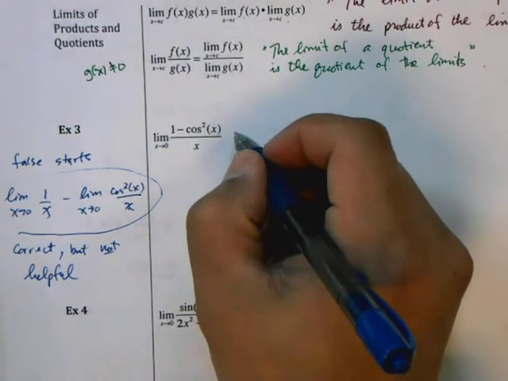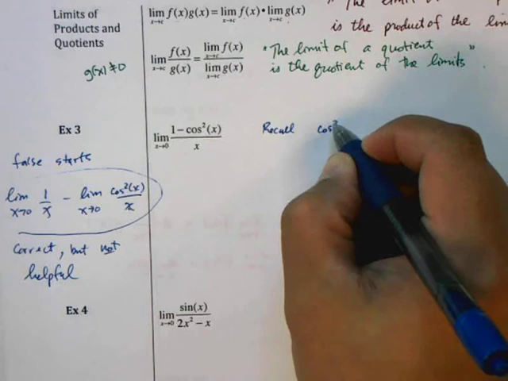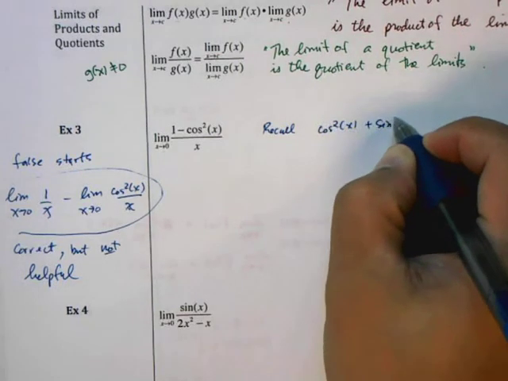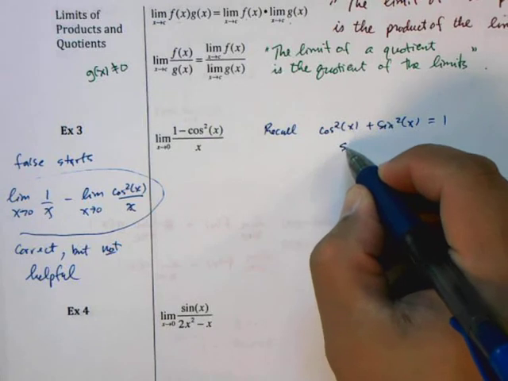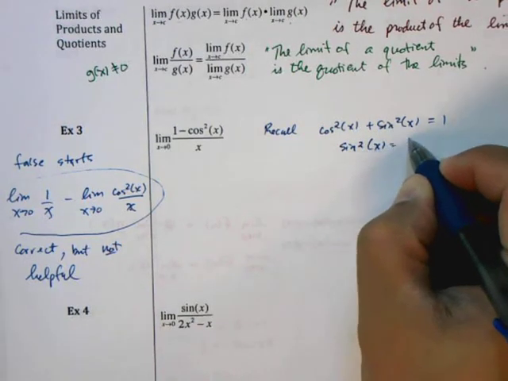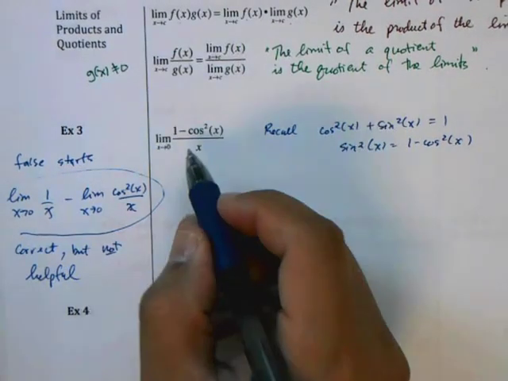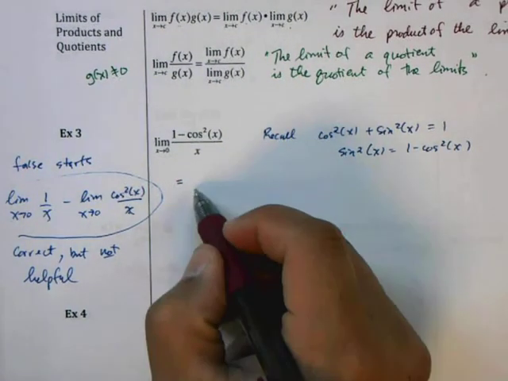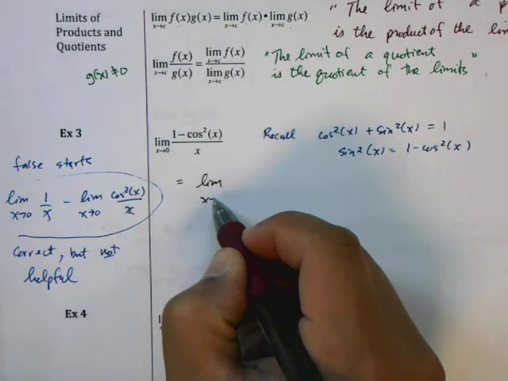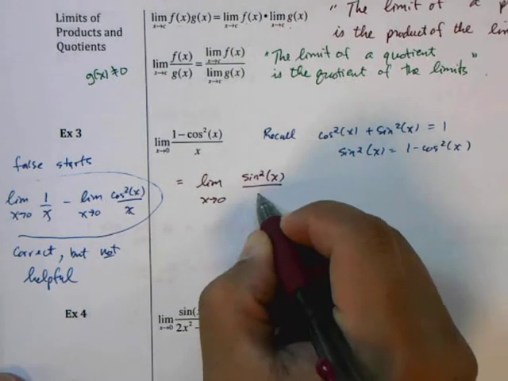So now we're going to apply something a little bit different, and recall that cosine squared plus sine squared is equal to 1. Therefore, sine squared is equal to 1 minus cosine squared. So now I'm going to use a different colored pen here so we don't get everything mixed up. This limit is really equal to the limit as x approaches 0 of sine squared of x divided by x.